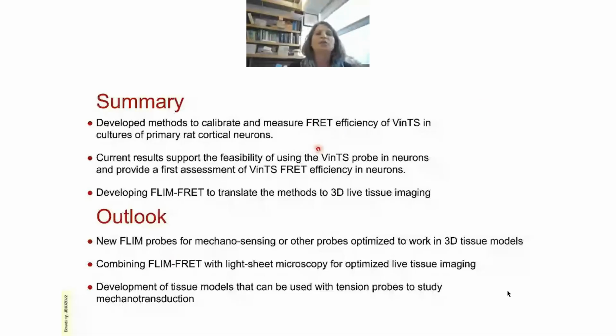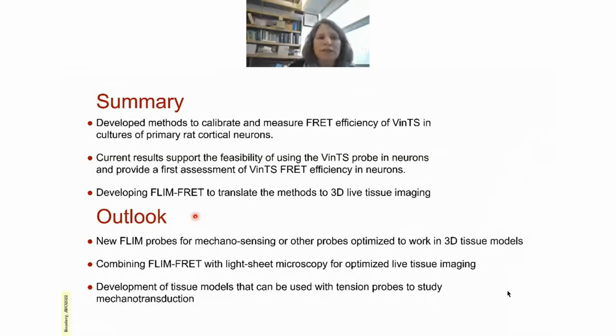So with that, I'm just going to summarize by saying that we are developing a method to calibrate and measure FRET efficiency of VinTS in neurons. Our results currently support the feasibility of making this measurement in neuronal cells and present the first assessment of this in growth cones. We're also developing FLIM FRET using frequency domain FLIM to translate the methods ultimately to 3D live tissue imaging. So in terms of future outlook for these probes, and again, the goal here is, can we test mechanotransduction in biologically relevant 3D environments?